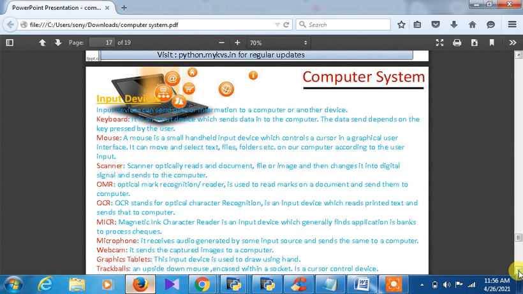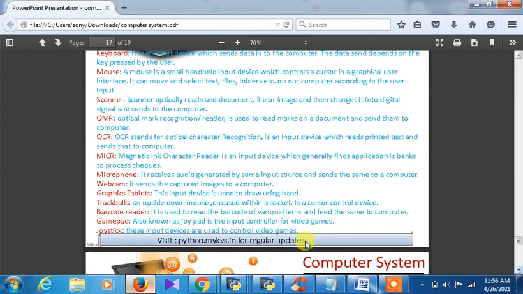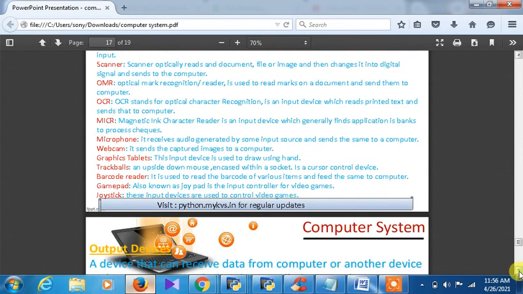Trackballs are also there, normally used in laptops but very rare nowadays. So these are the different types of input devices. This is what the computer system is all about, the input devices.